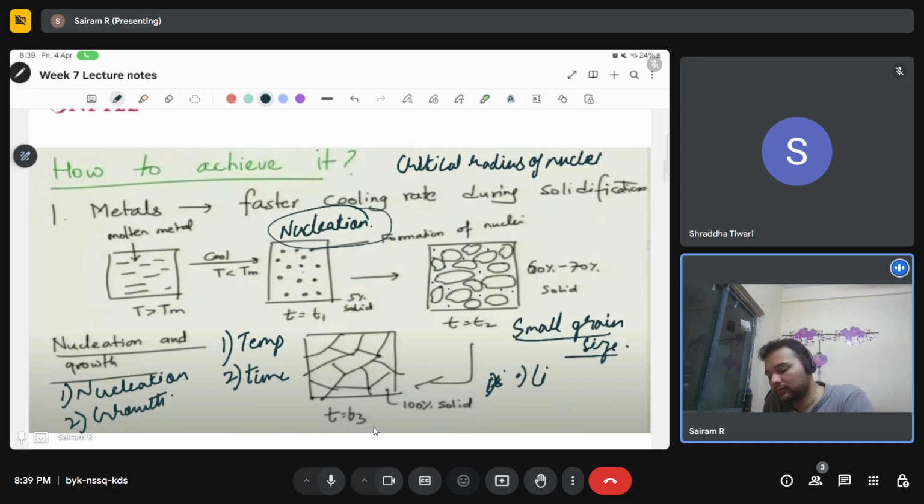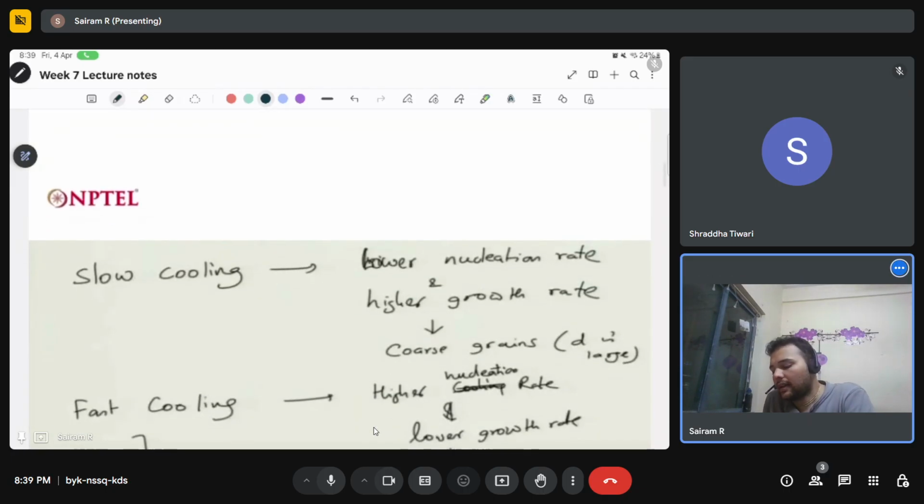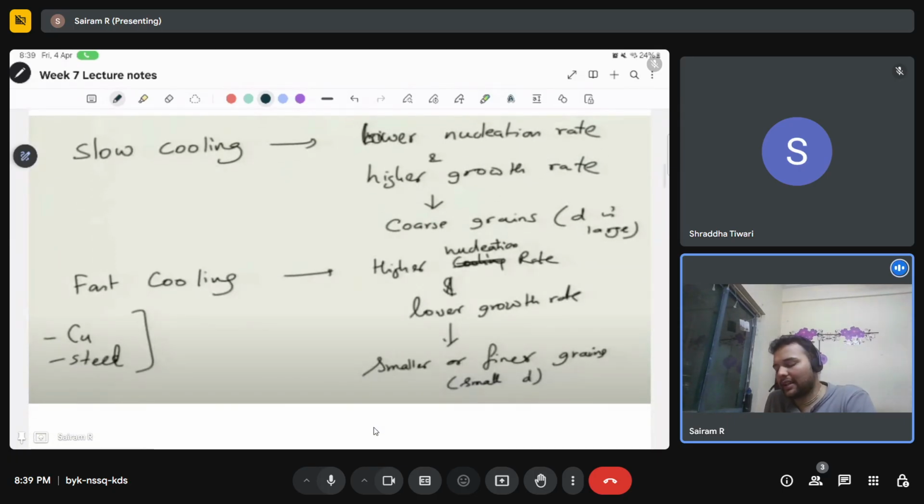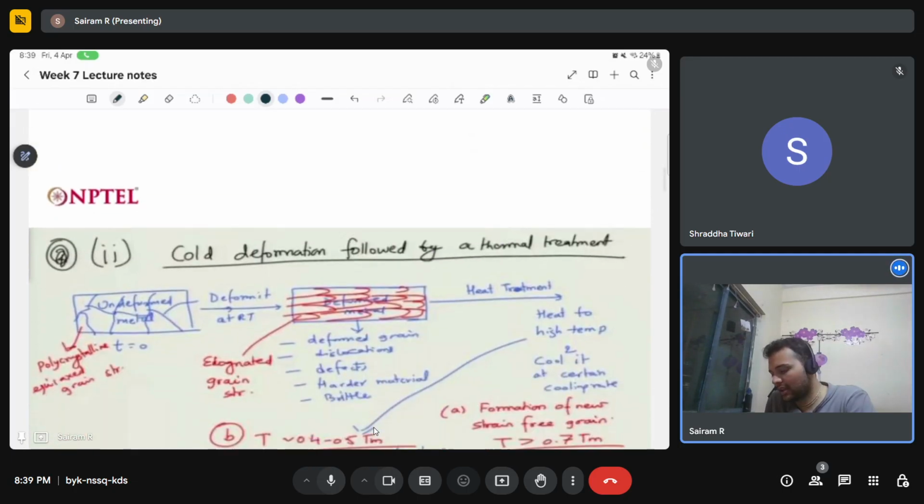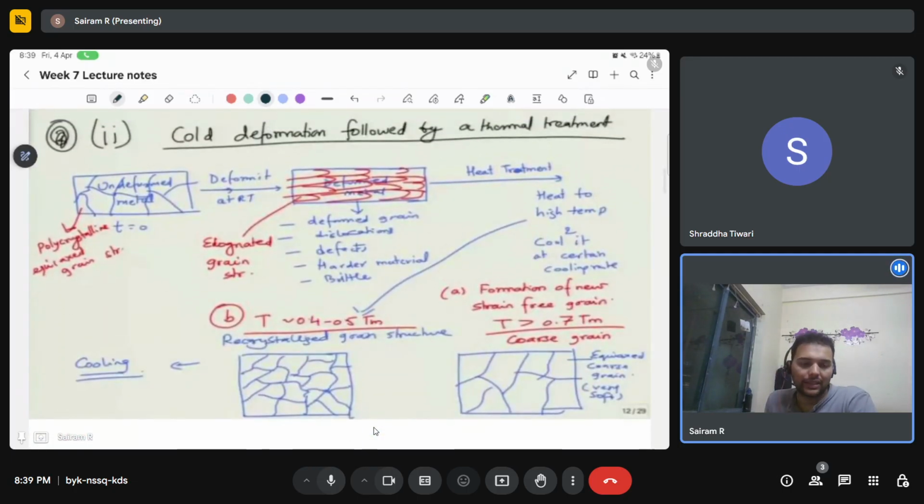Limit grain growth or nuclei growth, right? Slower cooling means lower nucleation rate and higher growth rate, which forms coarse grains. And very fast cooling will have a higher nucleation rate and lower growth rate, leading to smaller and finer grains. Okay.